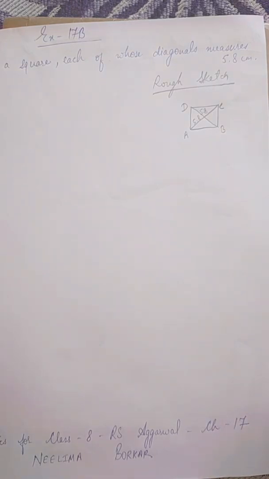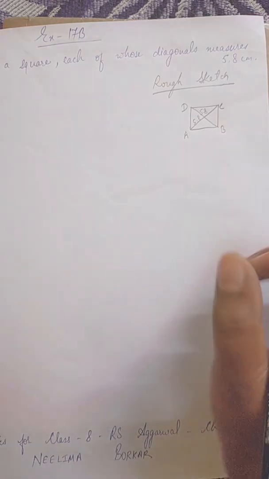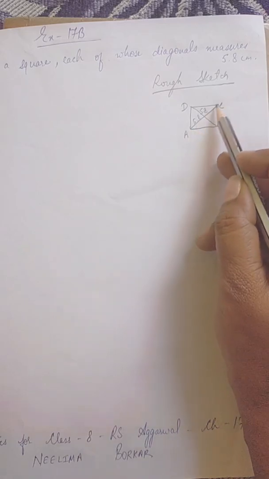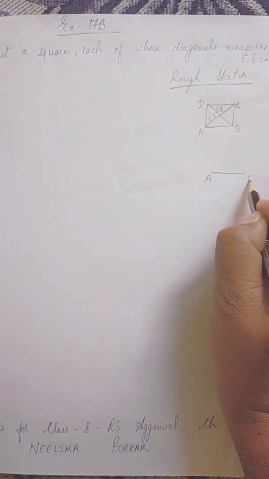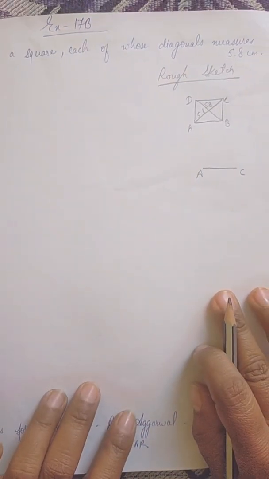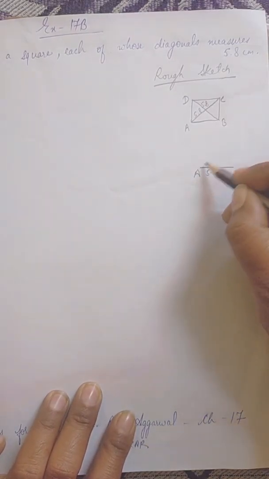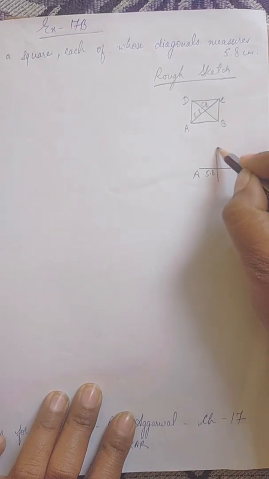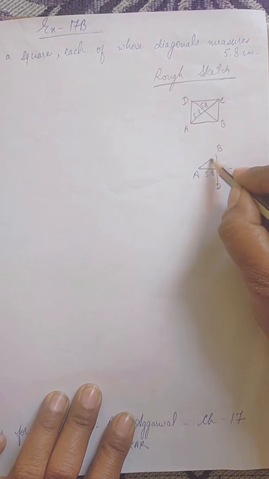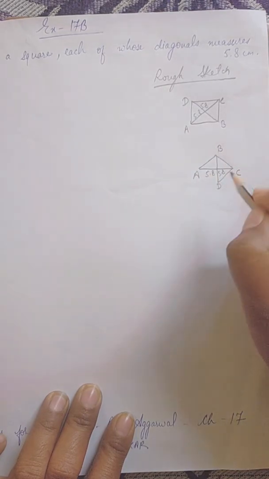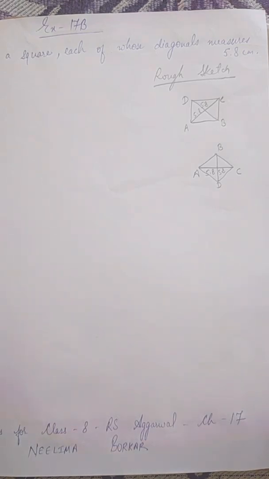Then what we can do, they haven't told anything about sides, so we can tilt this square a little bit like this. So we can take AC to be like this. It will not harm our square. So AC is the base that we can take, and that will be 5.8 centimeter. Then BD obviously will be here, and that will again be 5.8 centimeter. Then we can join AB, BC, CD and AD. So this will be the same square as we have done above.